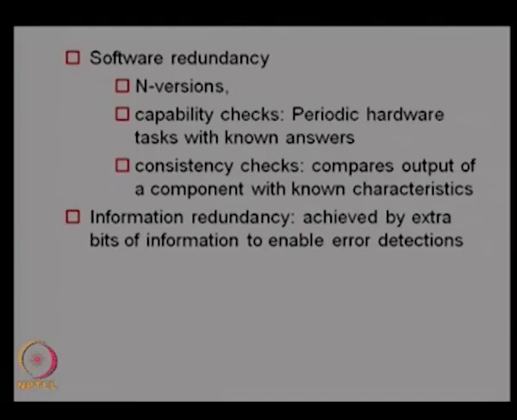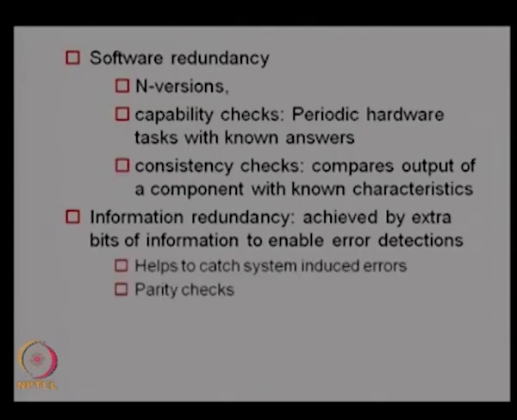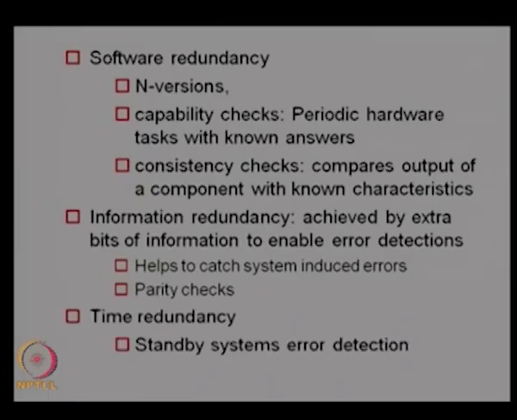And then we can have information redundancy, that is achieved by extra bits of information to enable error detection. So we will have additional bits in data, so that we can compare that additional bit with the required data and then see whether we are getting the correct information or not. So that is known as information redundancy, and this helps to catch system induced errors, and you can also do parity checks with this kind of information redundancy. And then time redundancy is basically using the extra time available in the processor to carry out some kind of additional checks.